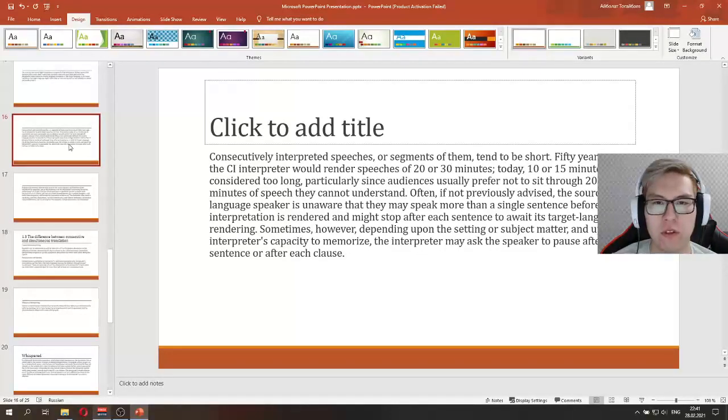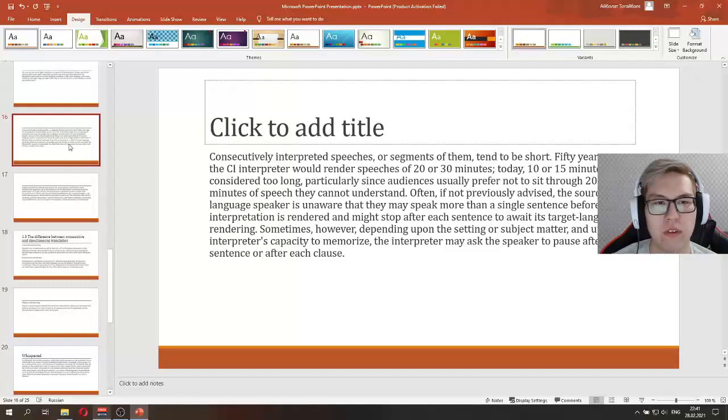Consecutively interpreted speeches, or segments of them, tend to be short. Fifty years ago, the CI interpreter would render speeches of 20 or 30 minutes. Today, 10 or 15 minutes is considered too long, particularly since audiences usually prefer not to sit through 20 minutes of speech they cannot understand.